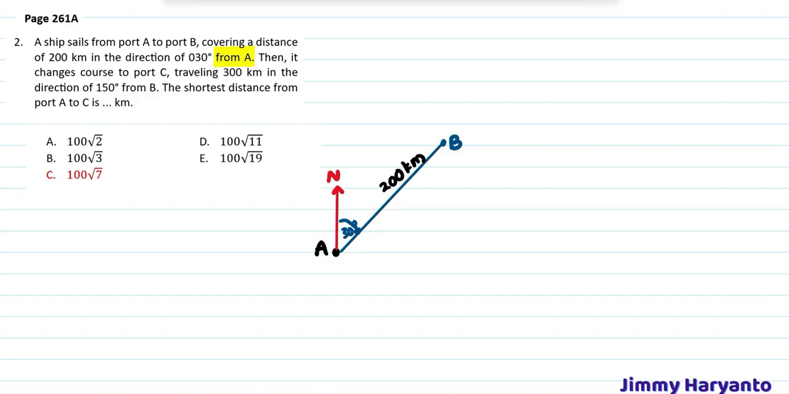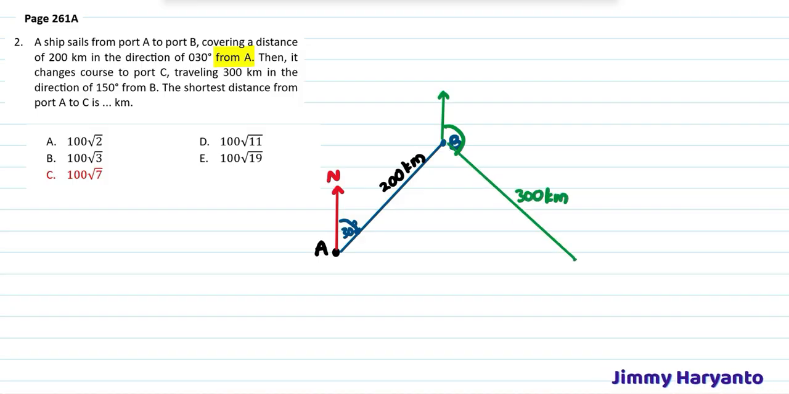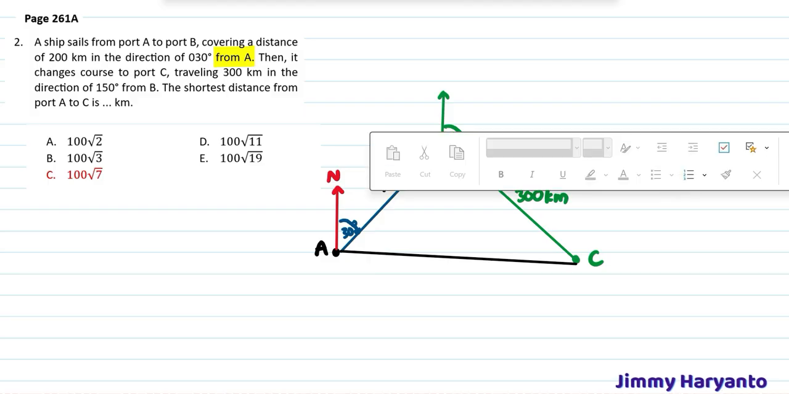Okay, the distance is given, which is 200 kilometers, and then it changed course to port C, traveling 300 kilometers in the direction of 150. Okay, so next is 150. So 150 is this big. That means port C will be right there, and oh, that's 300. It will be longer. That's 300 kilometers, and we will get the port C. And then after that, we can create the triangle. The question wants you to find the shortest distance from port A to port C. That means this one, yeah, the shortest distance.